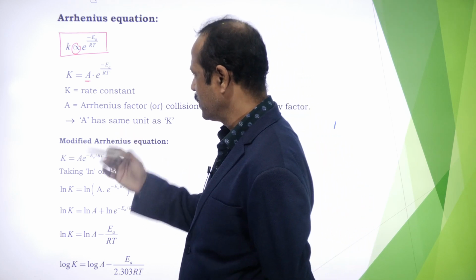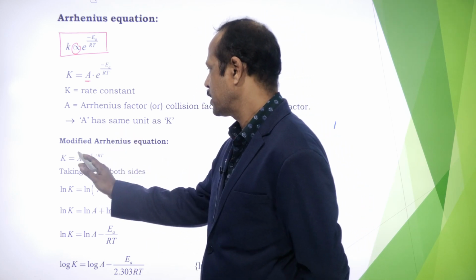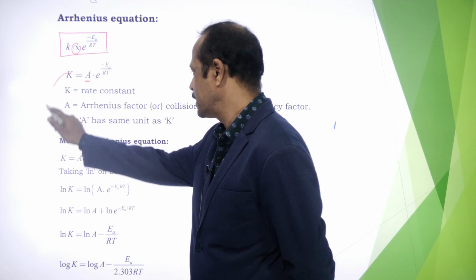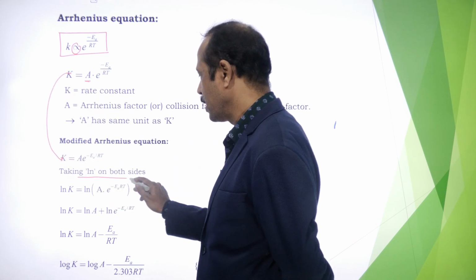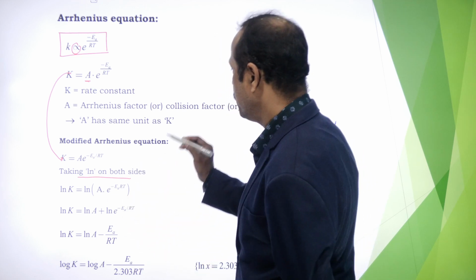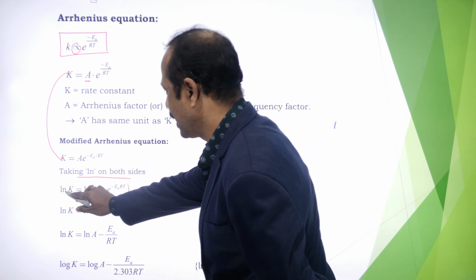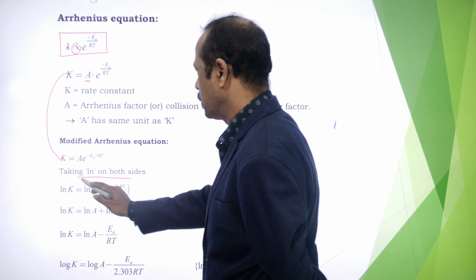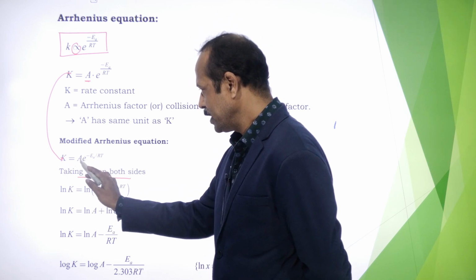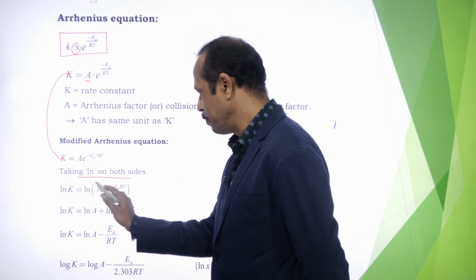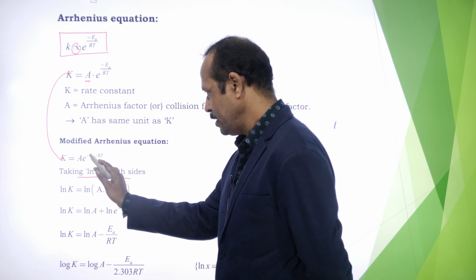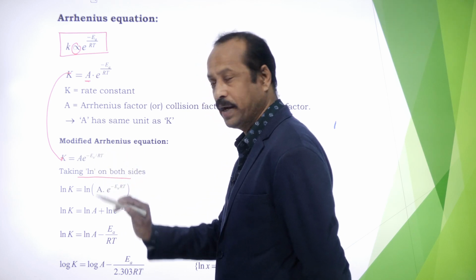It is very simple and easy. Taking the same reaction, we take the natural log on both sides. This is called the natural log on both sides. So then what happens? Log K on both sides. Then it becomes log of A times e to the power of minus Ea by RT, right?